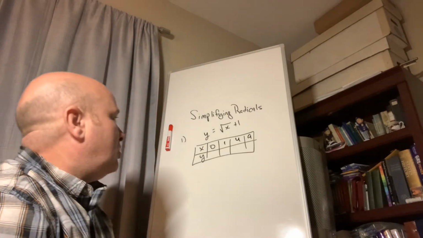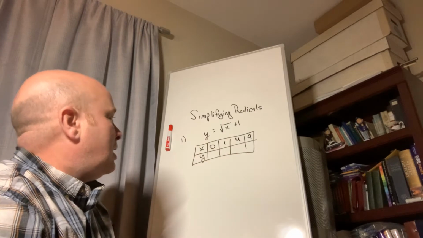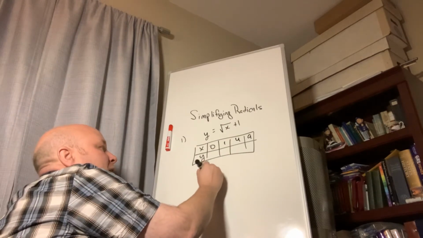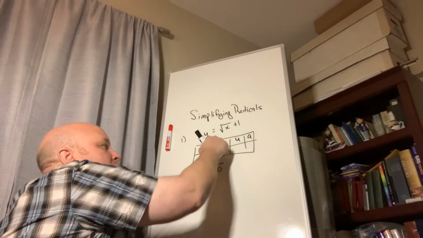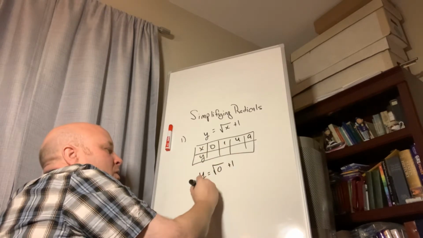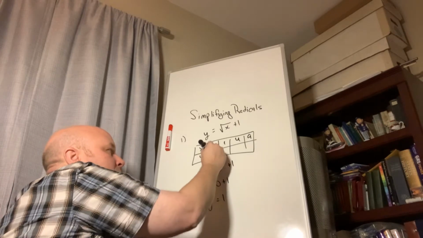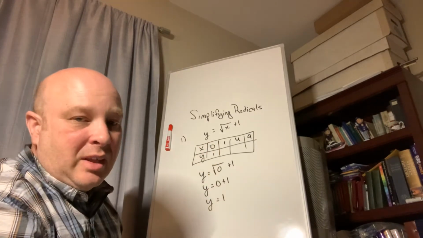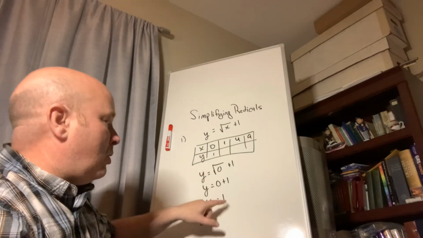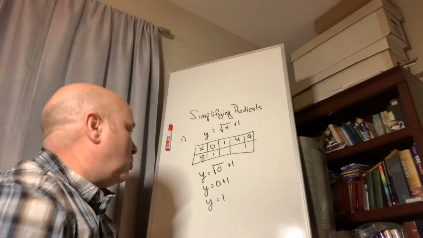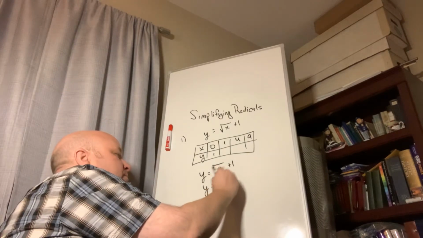All right. So now I'm going to come up here to this equation, and I'm going to work it through this way. I'm going to say y equals the square root of 0 plus 1. Well, y equals 0 plus 1, y equals 1. All right? So when x equals 0, y equals 1.